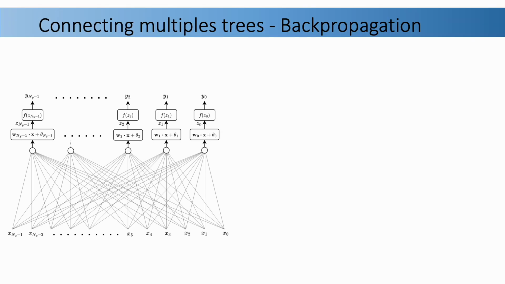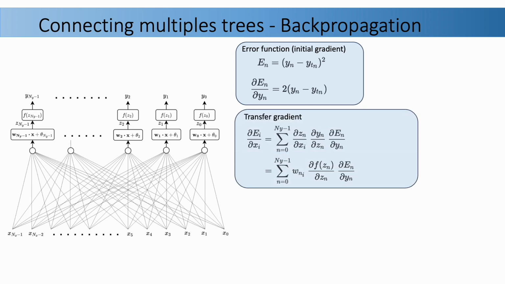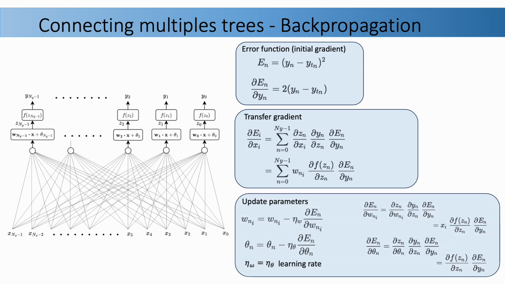Here is a brief summary of the backpropagation algorithm. We start with the initial transfer gradient using the error function of the current output and the desired output. Then we calculate the transfer gradient to pass it to the previous layer. It's a relation between the error function and the inputs X. Finally, we update the parameters following the gradient descent equations. And the process is repeated in each layer.